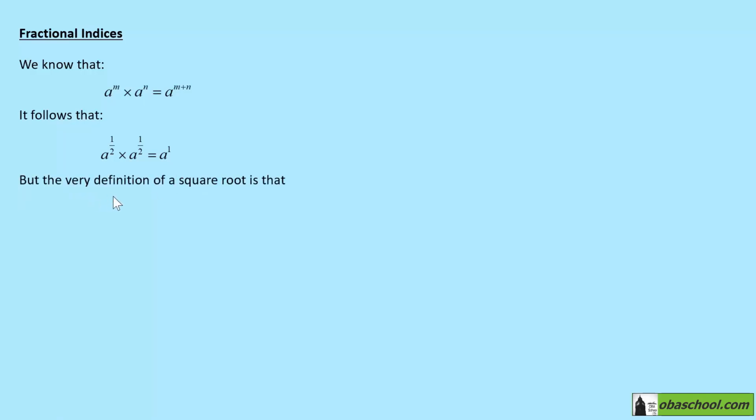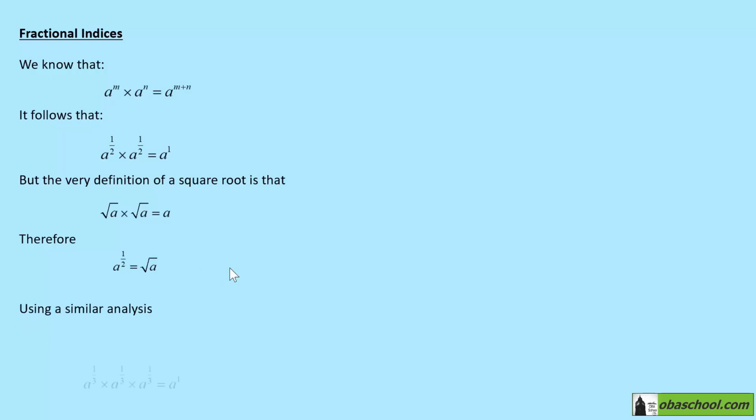But the very definition of a square root is that the square root of a times the square root of a is a. So we have two calculations here that give the same result. It follows that a to the power of half is the square root of a.